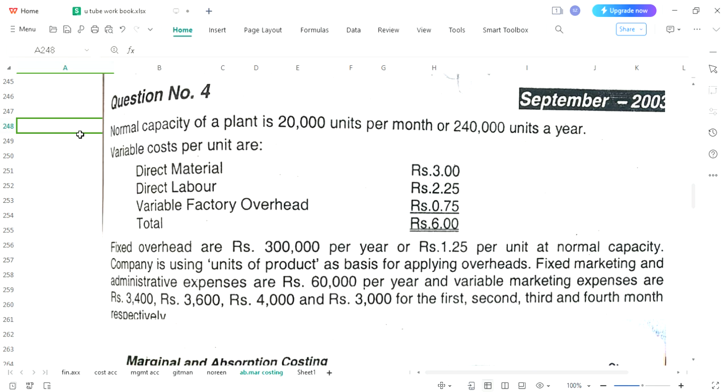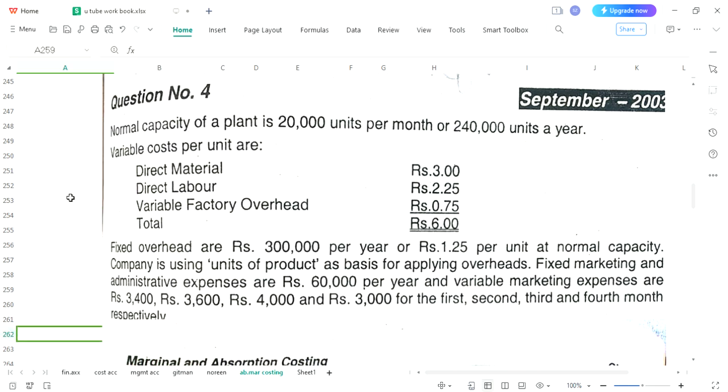Hey guys, hopefully everyone is doing well. Today's target is to solve question number 4. The chapter we are dealing with is absorption and marginal costing. 3 questions have already been solved and we will learn a few new things when we are solving question number 4.